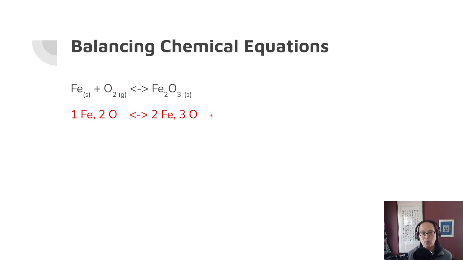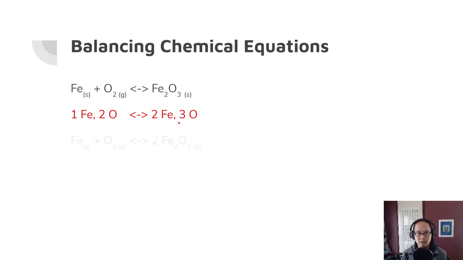What I want to do is make it so that I have the same number of Fe's and O's on both sides in this red row. What I suggest you do first in this problem is notice that I have two O's on this side and three O's on this side. I need the right side to have an even number of O's. Otherwise, these two numbers will never equal each other, because this one's even, this one's odd, and you can't turn an even number into an odd number.